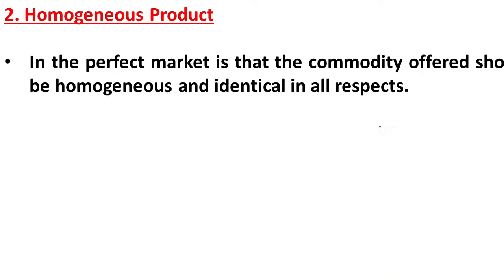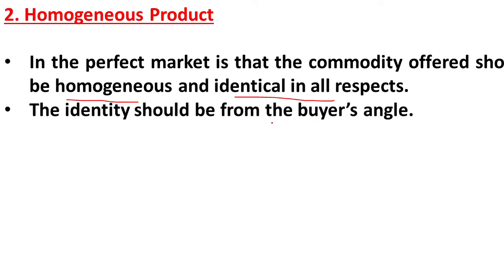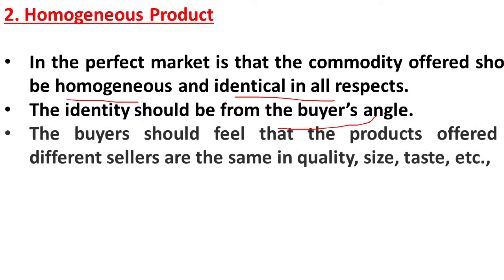Here in a perfect competition market, the commodities offered should be homogeneous and identical in all respects. It means whatever the good is, selling in all the shops, it is the same in size, color, and taste. There is no change in the product. The identity should be from the buyer's angle, and the buyer should feel that the products offered by different sellers are the same in quality, size, taste, and price. Such goods are known as homogeneous goods.